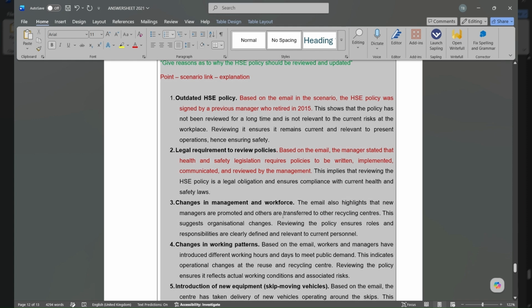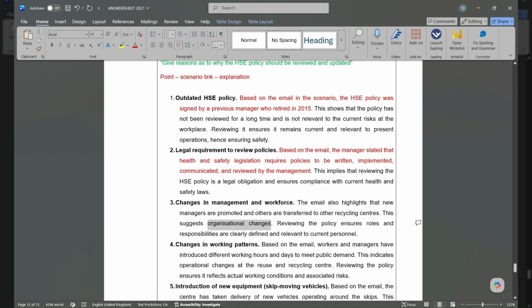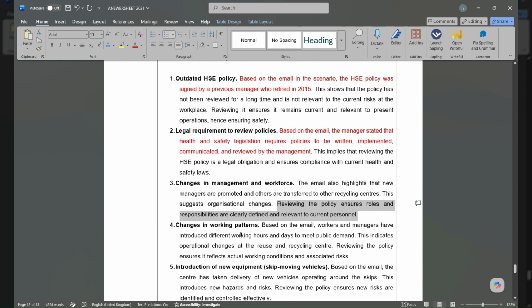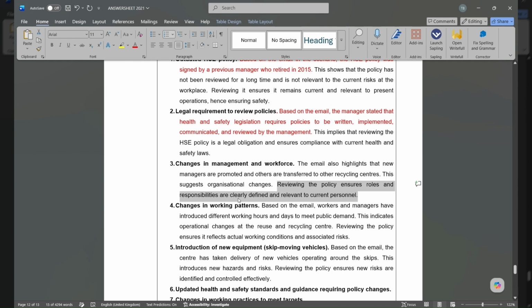This suggests organizational changes. Reviewing the policy ensures roles and responsibilities are clearly defined and relevant to current personnel. All right. This again earns you a complete mark because I've given the point, I've linked the point to the scenario, and lastly, I've explained my point. It may not matter how you juggle the point, scenario, and explanation, but as long as all the 3 are within that complete answer of yours.